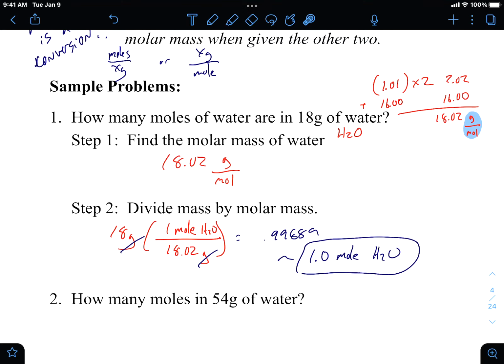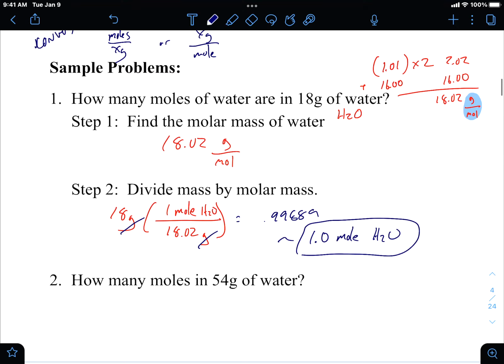All right, how many moles are there in 54 grams? Well, you start with 54 grams. We know the molar mass as a conversion factor. The 18.02 should go in the denominator because the mole unit has to go in the numerator. So 3.0 moles of water.